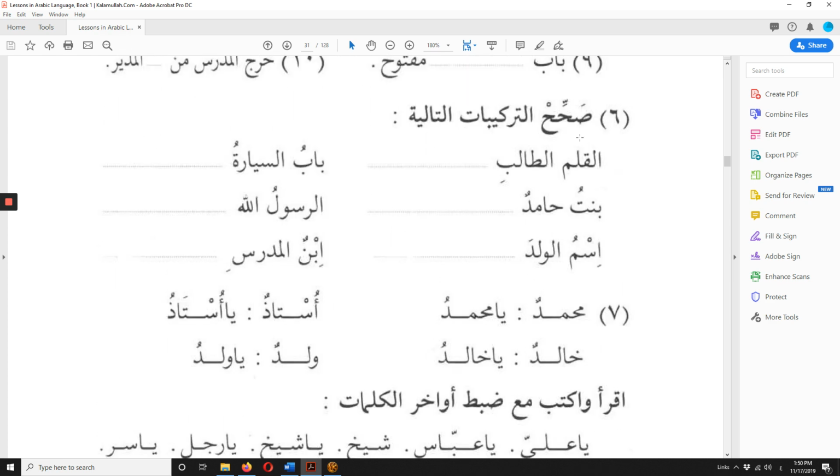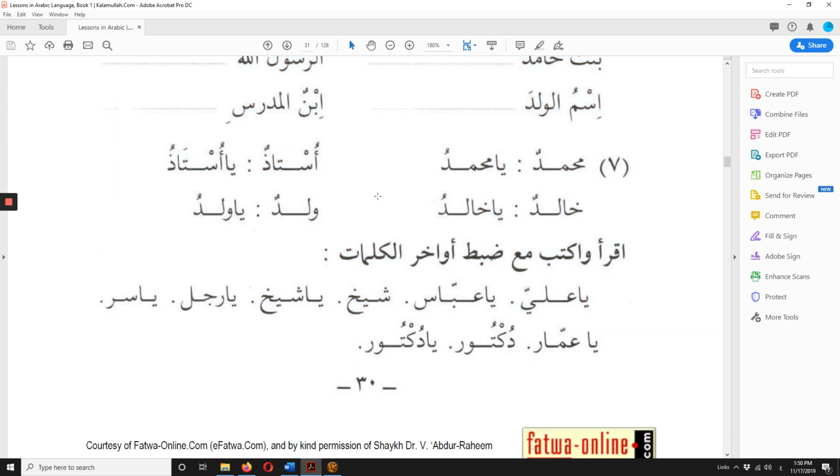This one says, "Correct the following compounds." So correct the following compounds or structures. So this one is supposed to be qalamu at-talibi. It's not supposed to have alif lam, and you're supposed to add, what's the case ending there? It's qalamu at-talibi. This one should be babu sayyaratee. Should have a kasra, not a dhamma. So I'll let you guys practice the rest on your own.